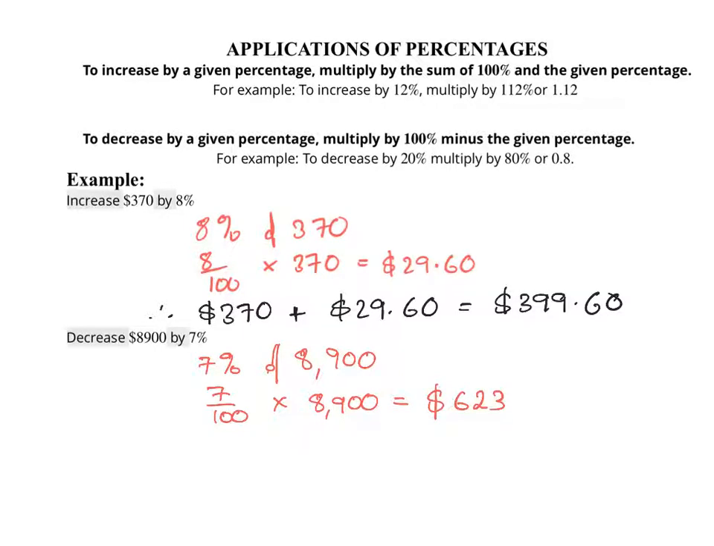$623. Now, I am decreasing $8,900 by $623, which means I'm going to have to take away. So I've got 8,900 and I'm going to take away $623. Pop it into your calculator again, and what do you get? You end up with $8,277. So the key here is to work out what the percentage is in terms of dollars and cents so that you can either increase the amount or decrease the amount.